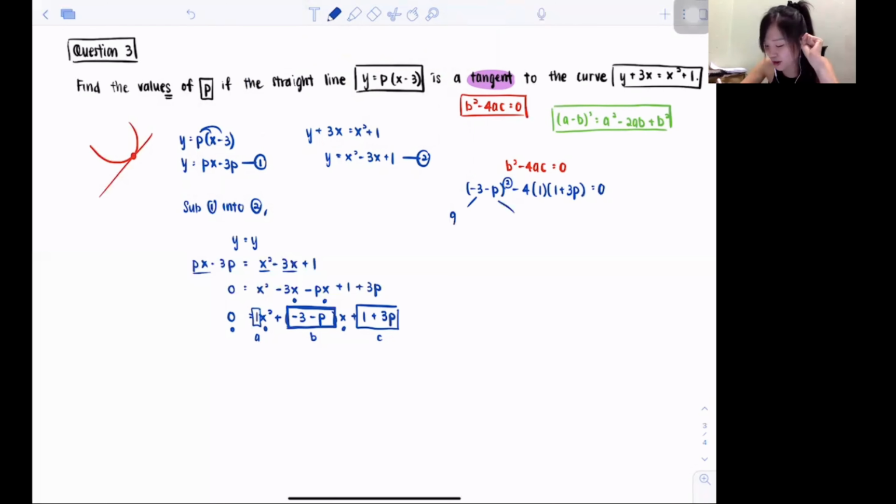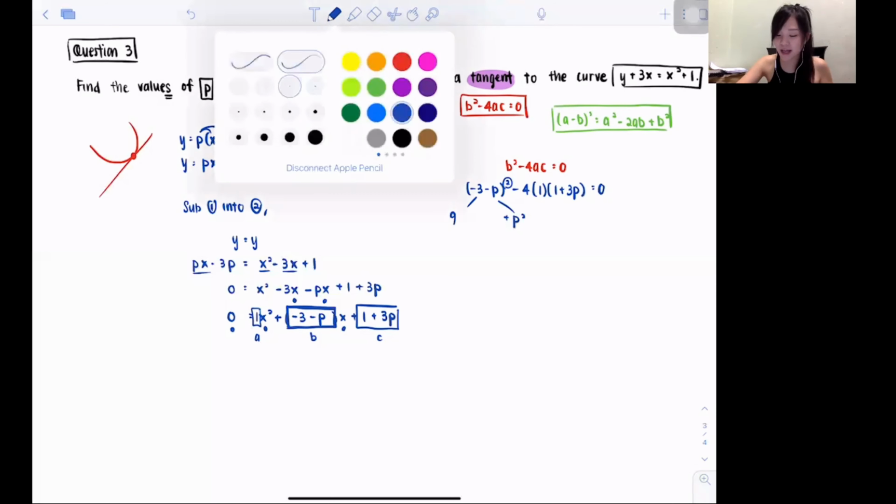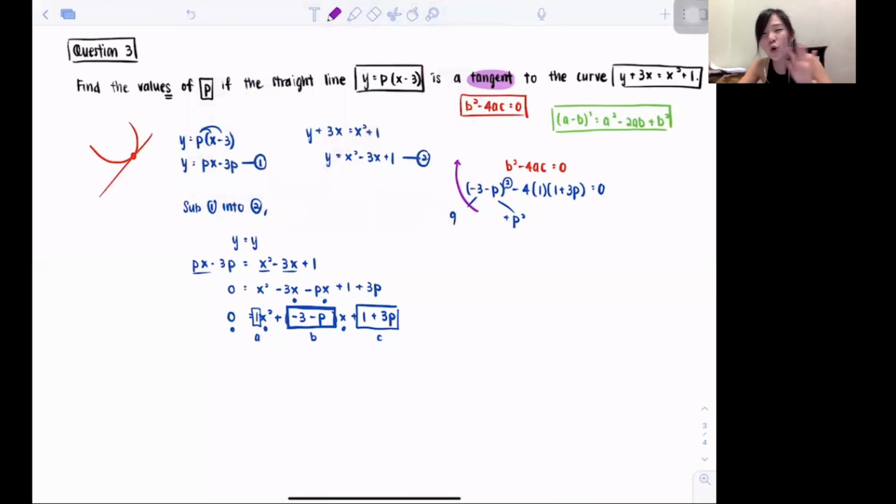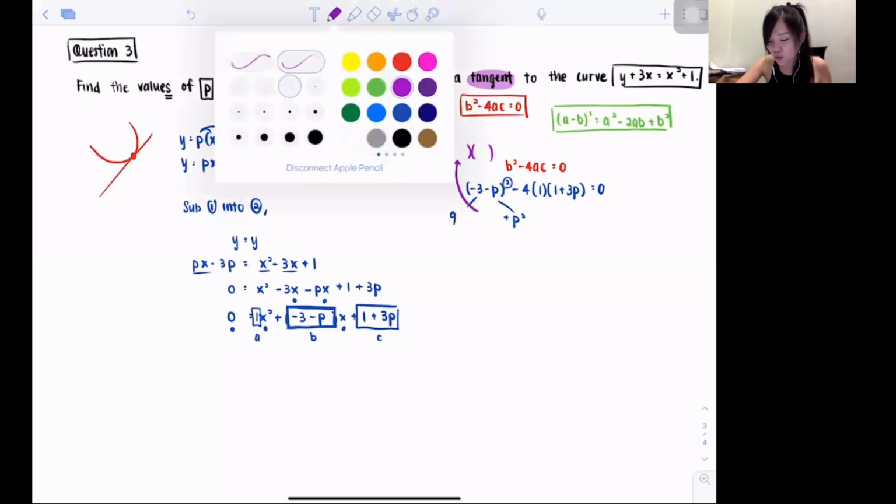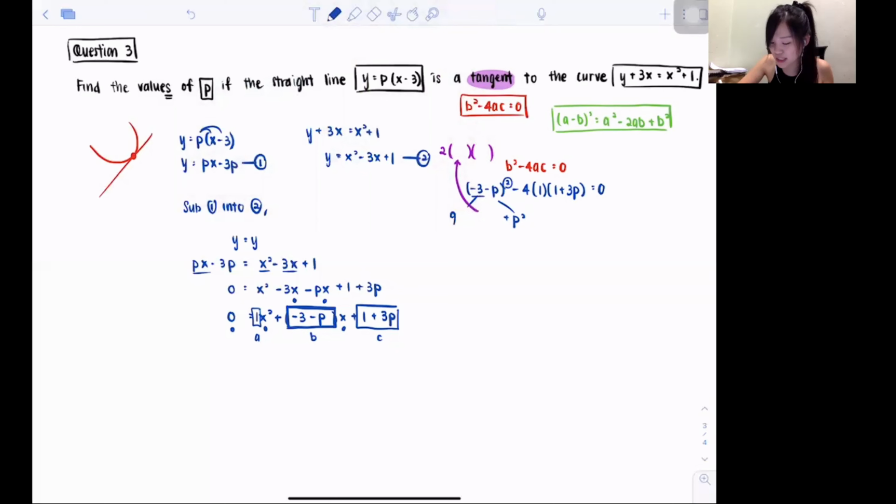Negative, you square it, positive as well. P, you square it, P squared. But remember, you must have 3 things coming out. So the middle part, always 2 times the 2 things in the bracket. What is in my bracket now? In my bracket, one of it is -3. Please remember to write the negative. Another one is -P. So you just blend them together. 2 times -3, -6. -6 times -P, positive 6P. Right in the middle. Okay, my dear.